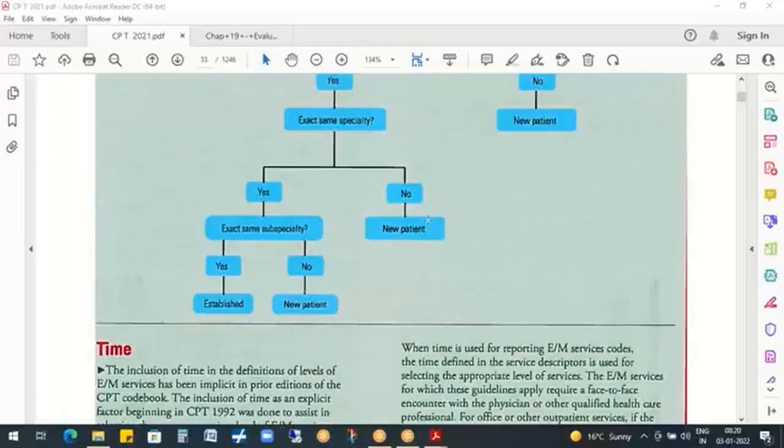Kumalata, established patient, sir. Vishnu, a new patient.